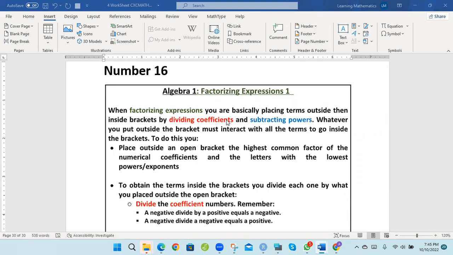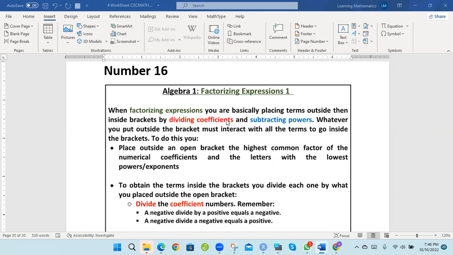Whatever you put outside the bracket must divide with all the terms to go inside the brackets. To do this, you place outside an open bracket the highest common factor of the numerical coefficients. So you have to get the highest common factor of the coefficients of the numbers, and the letters with the lowest power, the letters with the lowest exponents.